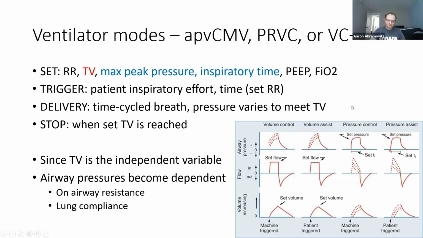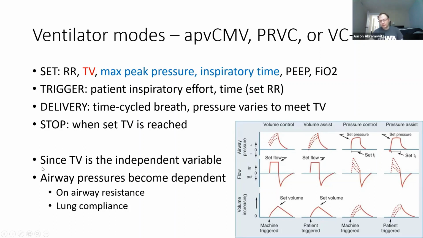And the waveform of a PRVC or apvCMV mode looks a lot more like a pressure control waveform in terms of pressure and flow than it does a volume control. And I find that useful because you can get lower peak airway pressures with this mode and deliver the same tidal volume. So if you're having a patient that already has very high plateau pressure and is having peak airway pressures in the 50s on a volume control mode, changing to this mode can actually decrease that peak pressure because the volume is delivered more consistently over the breath.